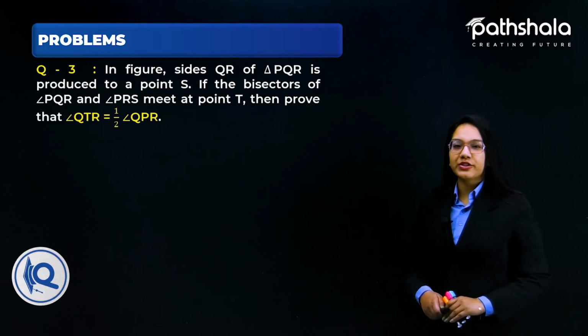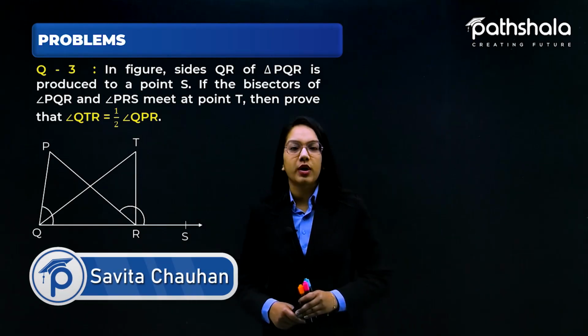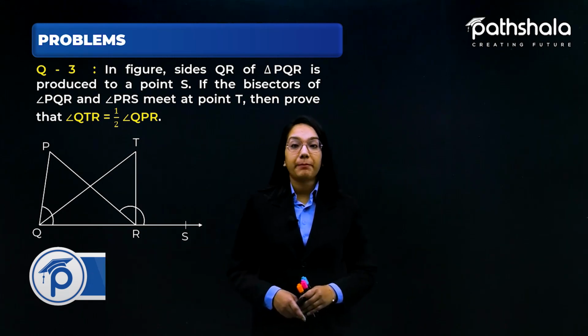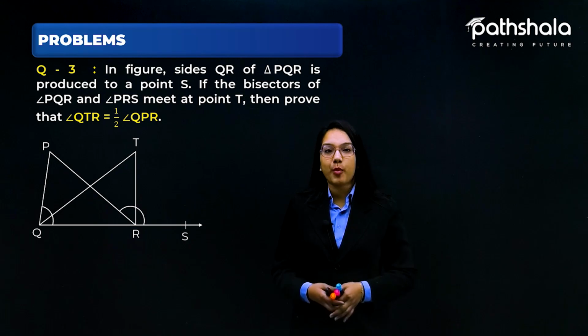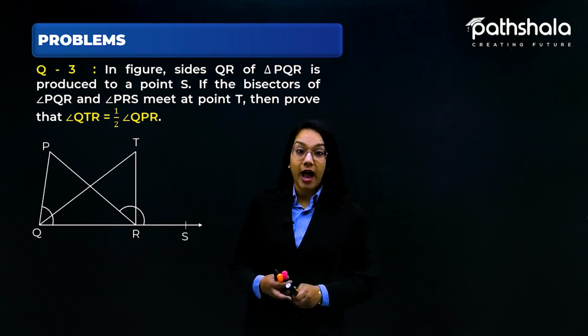Now let's see the next question. Question number 3 says that in the figure, the side QR of the triangle PQR is produced to a point S. If the bisectors of the angles PQR and PRS meet at the point T, then prove that the angle QTR is half of the angle QPR.